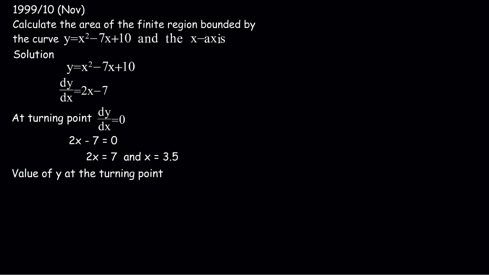Now to get the value of y at the turning point, we are going to be substituting s equals to 3.5 in our equation, and doing so it becomes y is equals to 3.5 in bracket squared minus 7 in bracket 3.5 plus 10, which will be equals to 12.25 minus 24.5 plus 10, and adding everything together it will be equals to minus 2.25. So therefore our coordinate at turning point will be equals to 3.5 and minus 2.25.